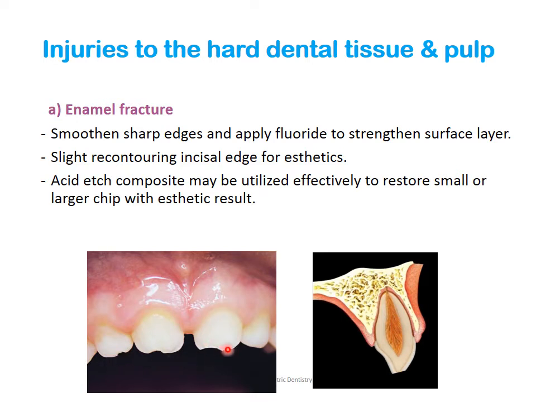5-2. In this type of case, we have to smoothen the sharp edges and apply fluoride onto the surface. We can do slight recontouring of the incisal edges for aesthetics. Acid etch composite can also be utilized for small or large chips of enamel, which gives a good aesthetic result.